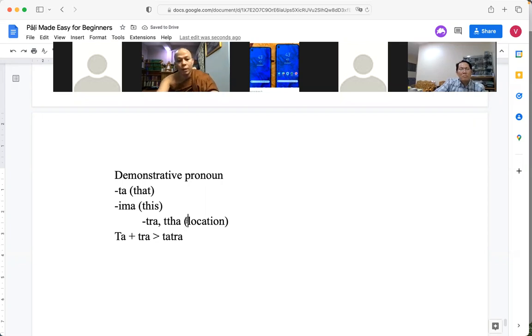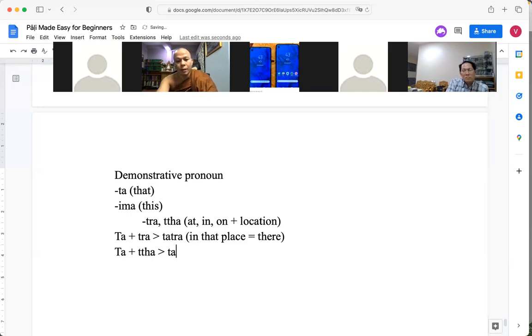So to denote the location, commonly we use these prepositions: at, in, or on plus location, right? So that is why ta means in that place, in that location. So that means there. The same way, to the ta by adding ta, we have ta. So here also it literally means in that place actually, but that means there as a single word.